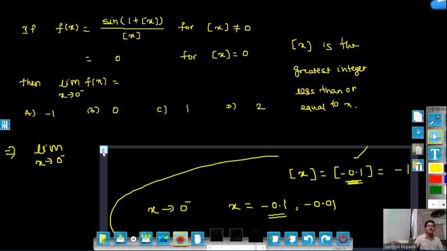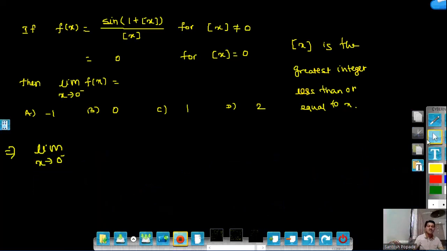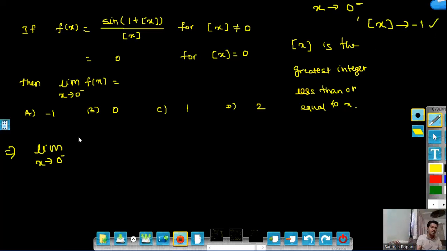So in this problem, as x is tending towards 0 from the left side, I can say that the greatest integer value of bracket x is tending towards minus 1. Okay, so let us write this. x tends to 0 from the left side means bracket x tends to minus 1.